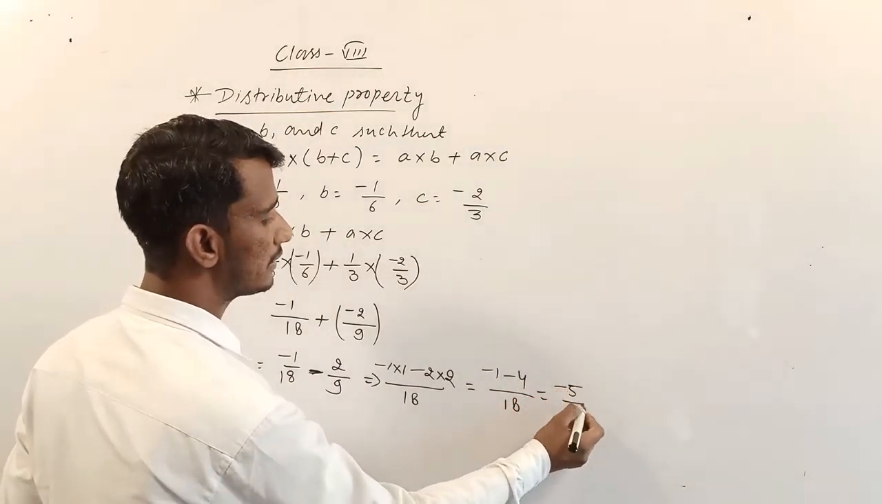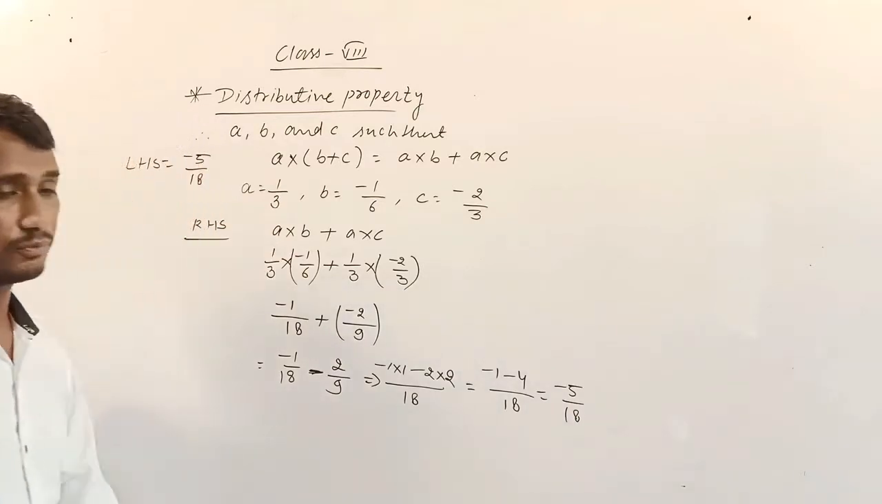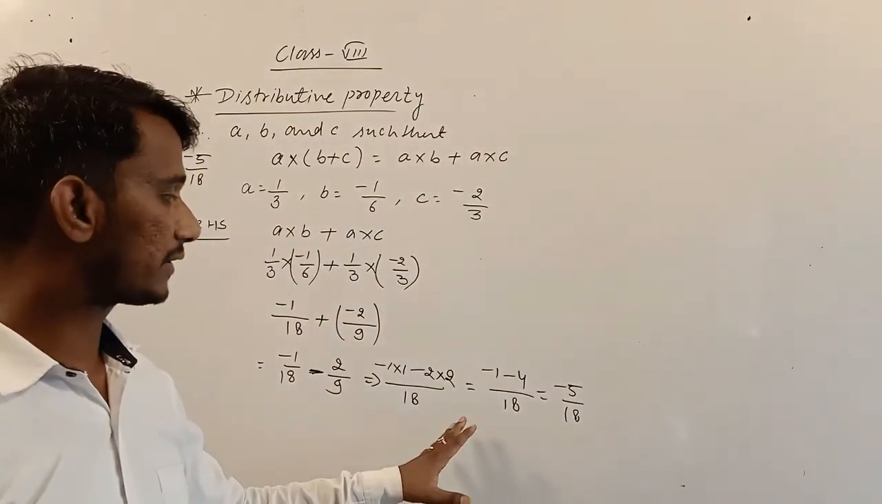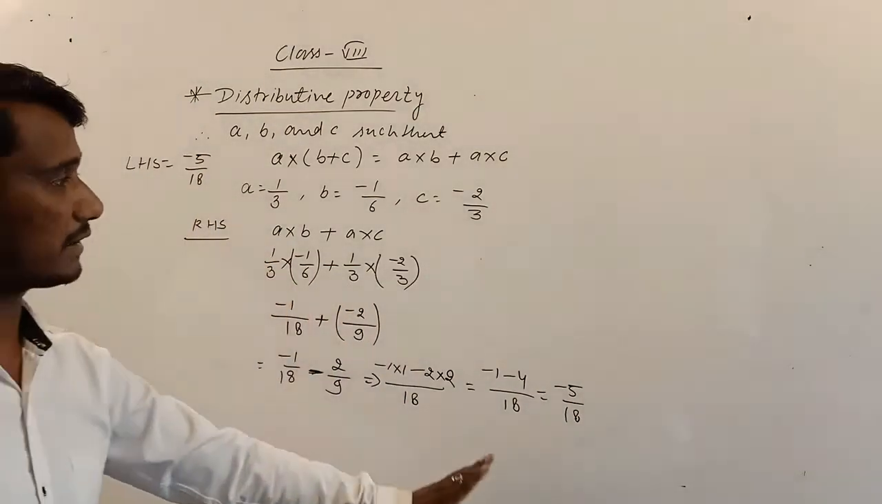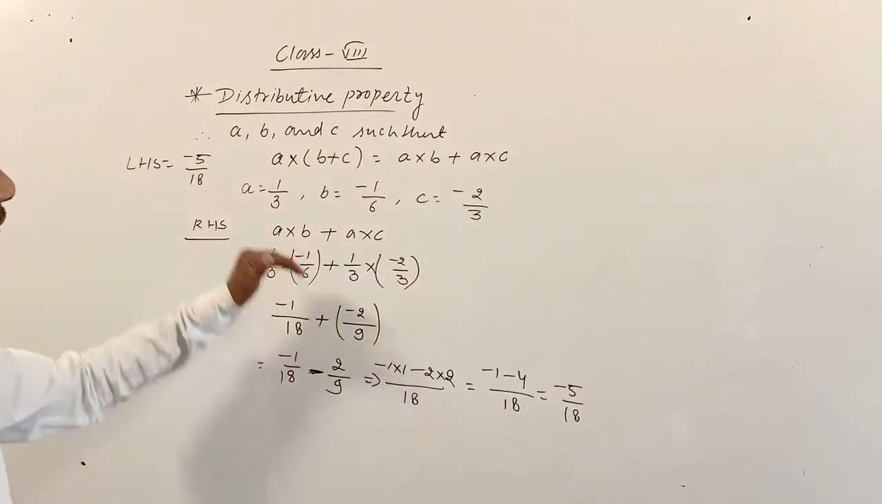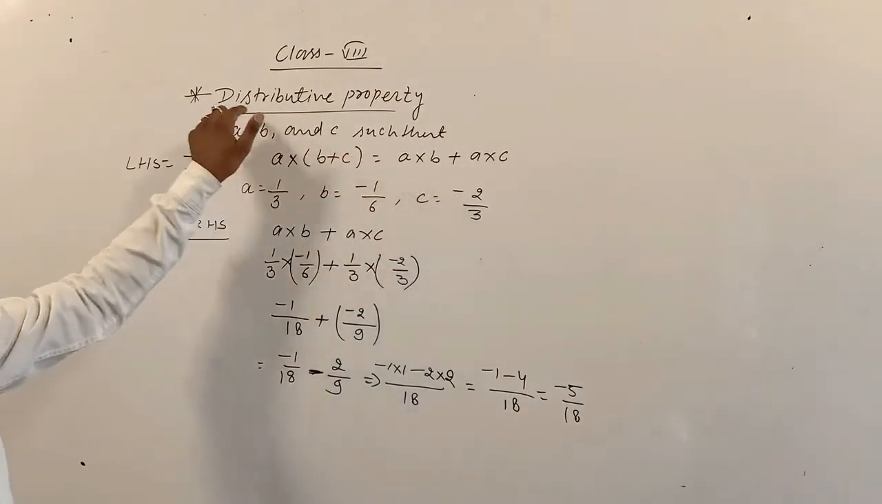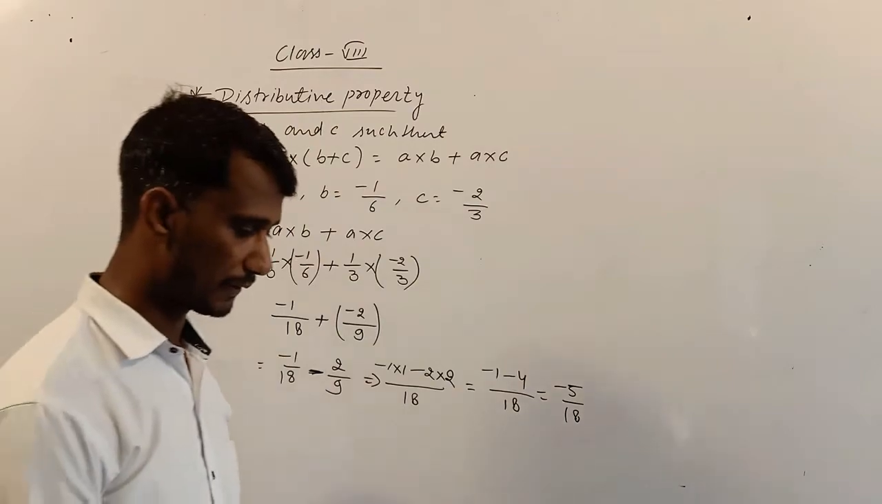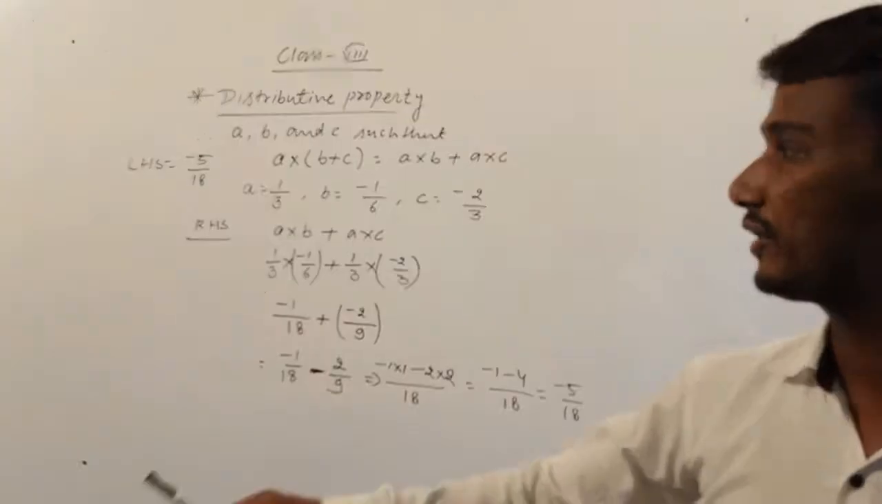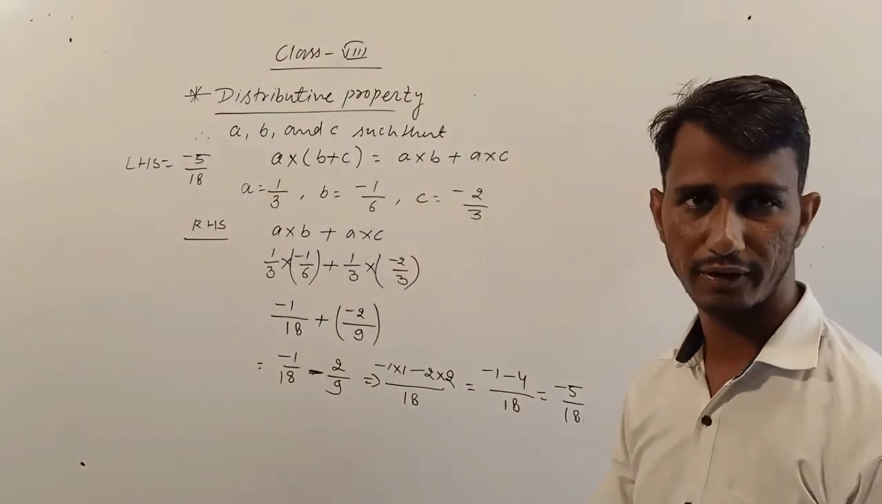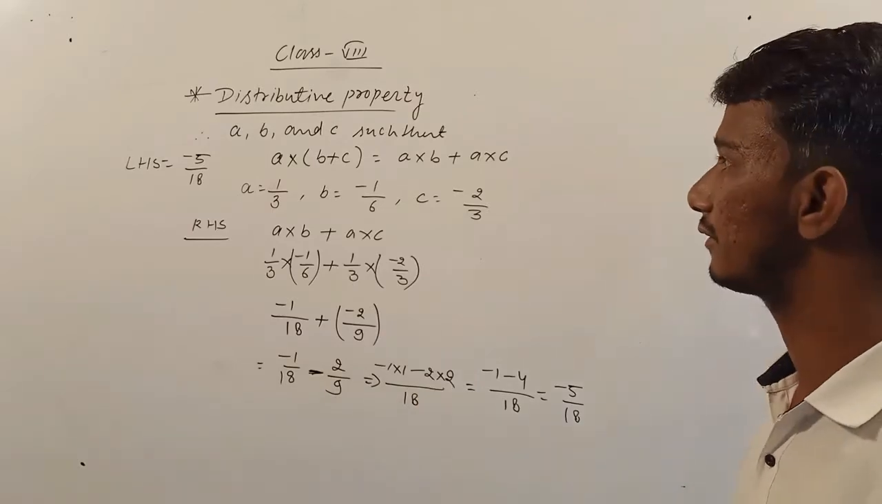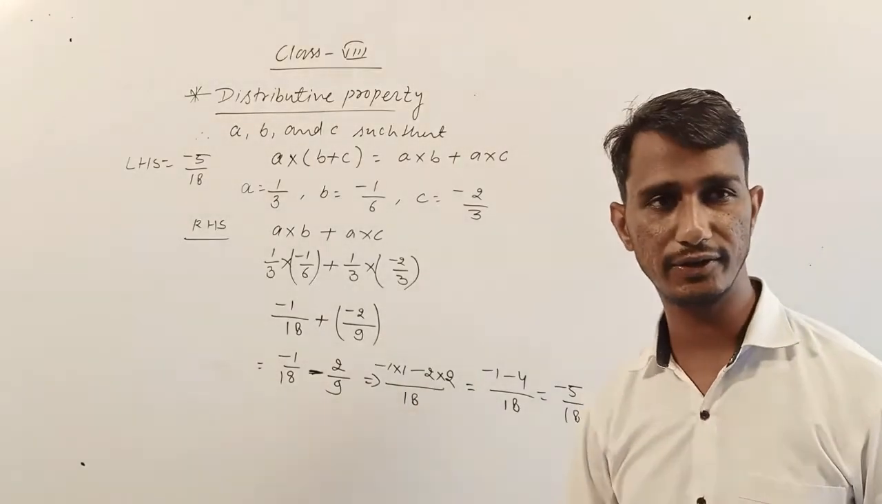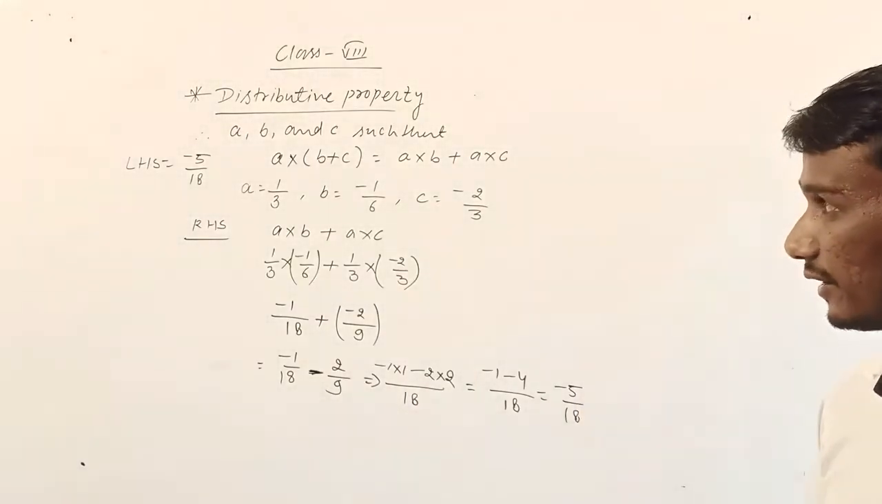And our RHS is also minus 5 upon 18, meaning LHS equals RHS. So you can say that for addition or multiplication, the distributive property is satisfied. And you can check for subtraction also. It is always true for all the rational numbers, all the integers, all the whole numbers.